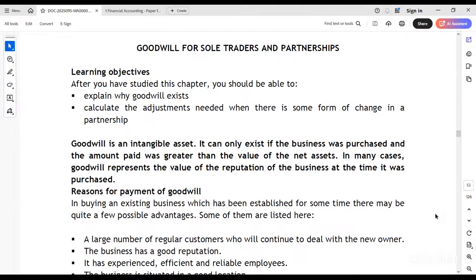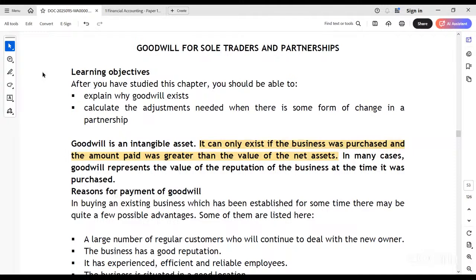We start with goodwill. First, we need to know what goodwill is. Goodwill is an intangible asset. You cannot touch it, so it has no physical substance. This goodwill can only exist if the business was purchased at an amount and the amount paid was greater than the value of the net assets. Then in such a scenario, goodwill arises.